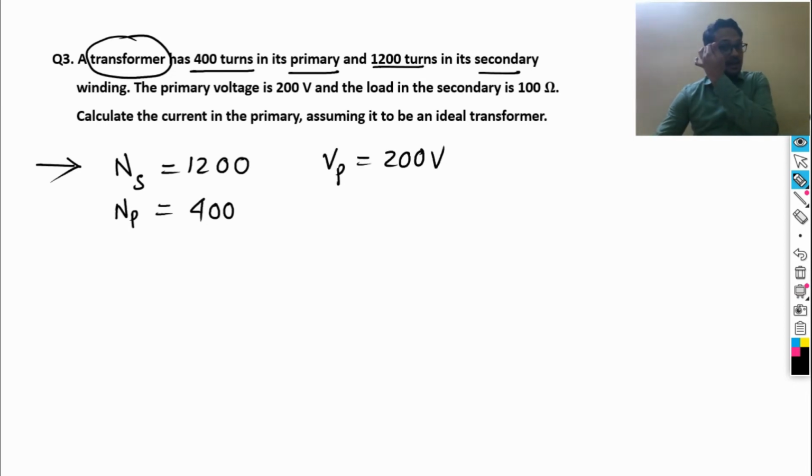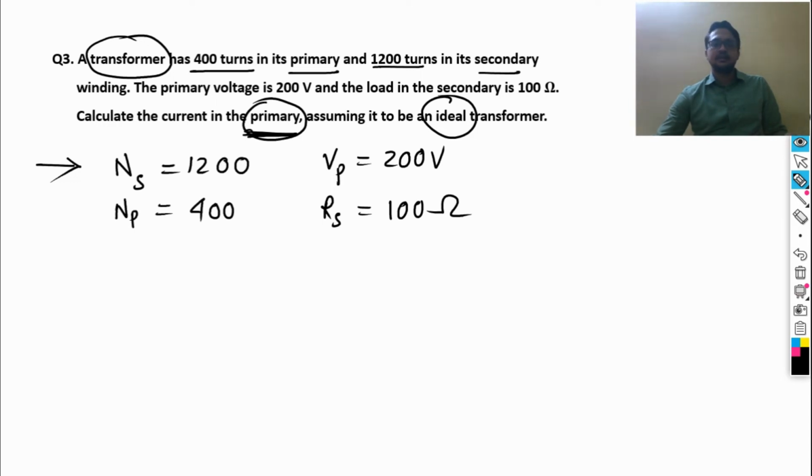And the load in the secondary, resistance, is given as 100 ohm. We have to calculate current in primary, not in secondary, and it is given the transformer is ideal. So what to do? If we know the secondary current, we can find the primary current. So first of all we will find the secondary voltage.